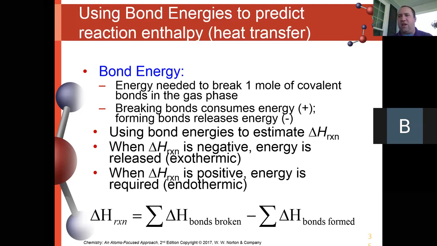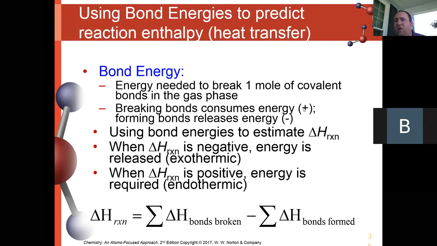That energy had to come from somewhere. It must have come from the outside. So the overall energy is positive, which is an endothermic reaction. Or conversely, we can say, hey, the products have less energy than the reactants did, and so they must have released that energy as the reaction proceeded. That's an exothermic process. So what we really get into here is through the bond energies, we can estimate delta H.